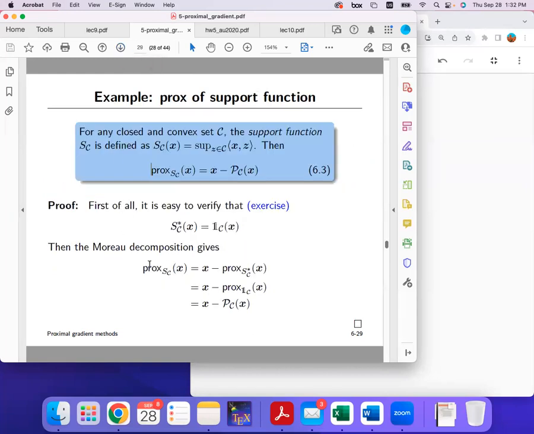Okay, and then I simply apply the Moreau decomposition. Moreau decomposition says that X equals the proximal mapping associated with this function plus the proximal mapping associated with its conjugate. But we are given that the conjugate is the indicator function. And the proximal mapping associated with the indicator function is simply the projection operator. So this proves that the proximal mapping associated with the support function is given by this form.